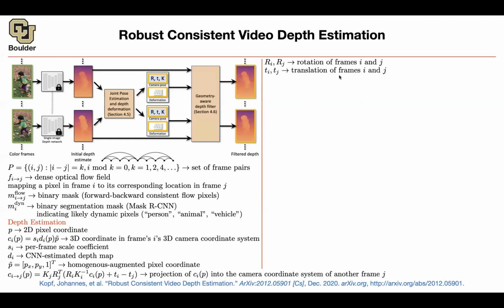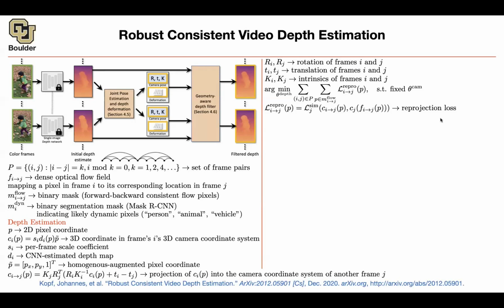translation matrices or translation vectors, and some intrinsic properties of your cameras. What you can do, let's assume you know your camera. This is an assumption. This is a wrong assumption. Let's assume you know the properties of your camera, the rotation, the translation. Write down a loss function over all of the pixels that are consistent according to your optical flow estimation. Write down a reprojection loss.